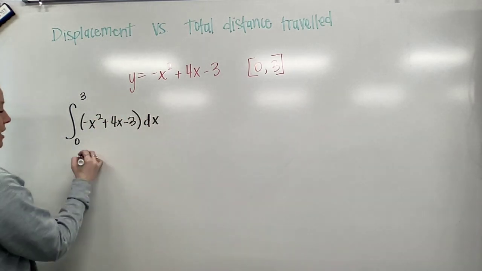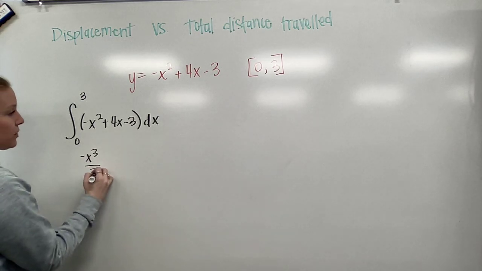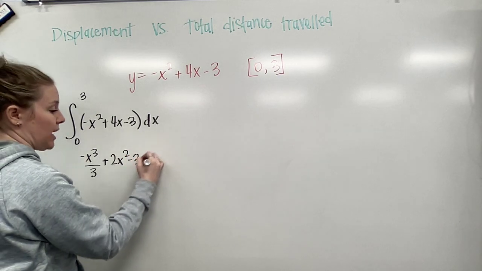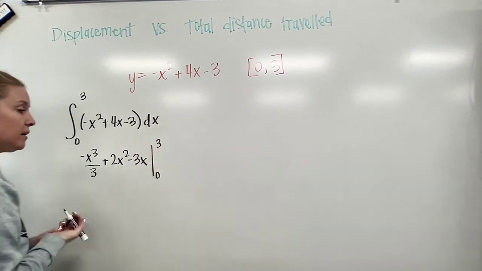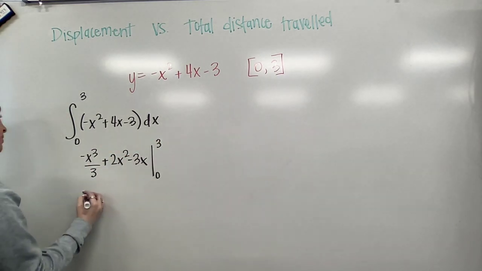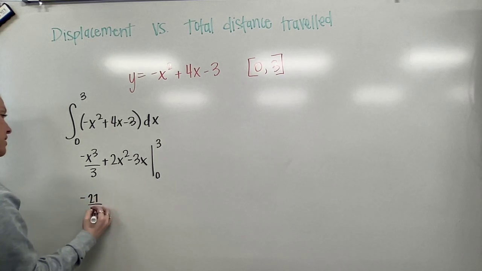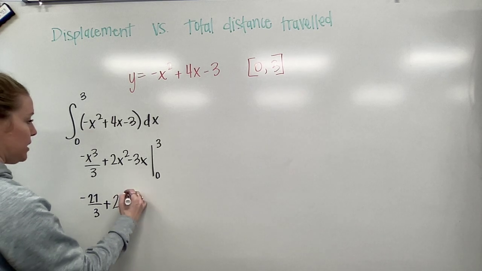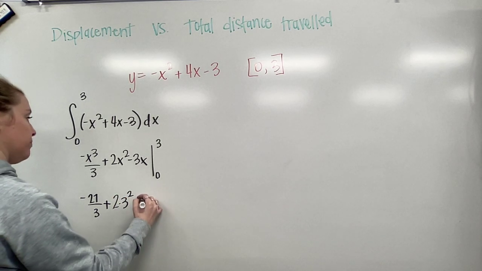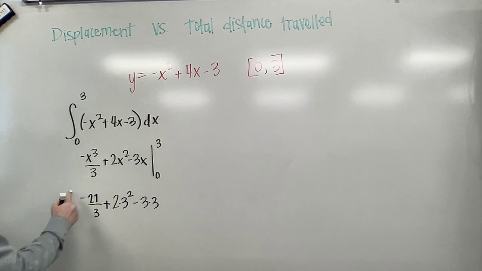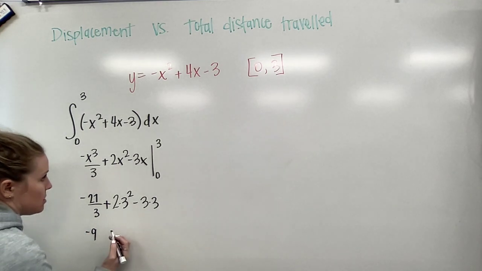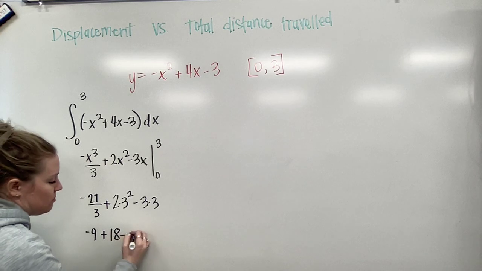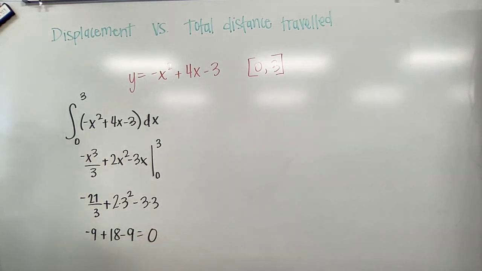So I'm just going to anti-derive: negative x cubed over 3 plus 2x squared minus 3x, evaluated from 0 to 3. I'm going to plug in 3, which is negative 27 thirds plus 2 times 3 squared minus 3 times 3. So that's negative 9 plus 18 minus 9, which is 0.